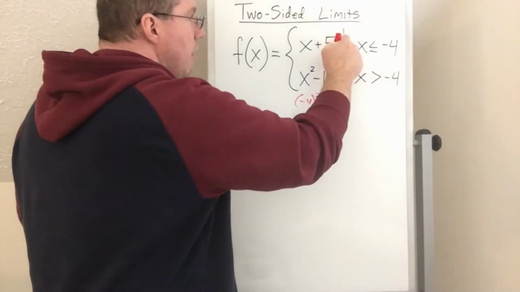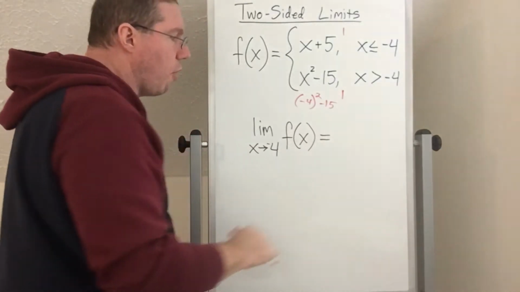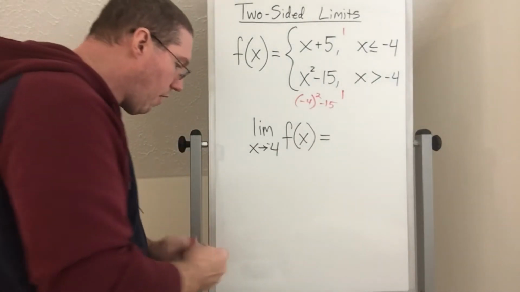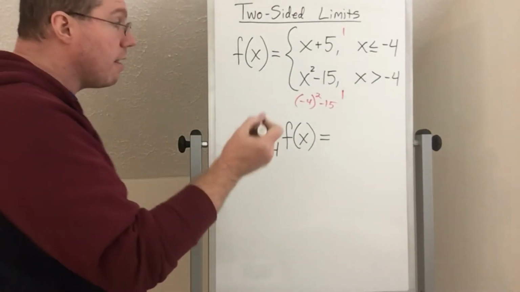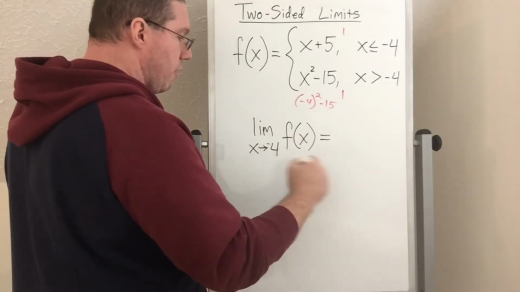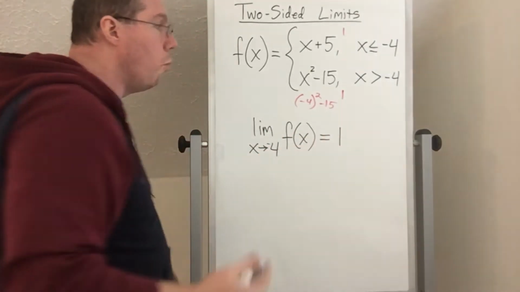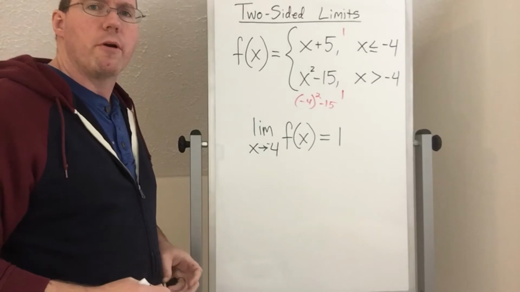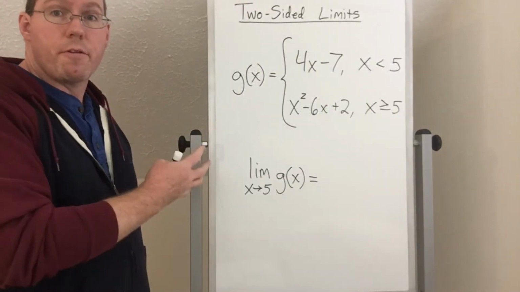And since the left side answer and the right side answer are the same, then that means that the limit does exist, and that is the answer. So the limit of f of x as x approaches -4 is 1. Okay, let's try a couple more examples. All right, so here's another one.